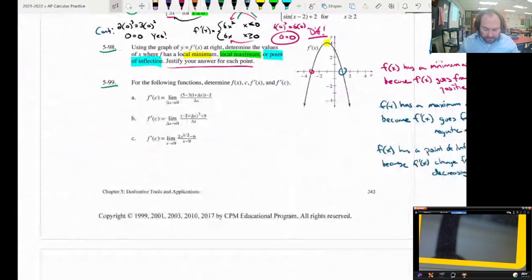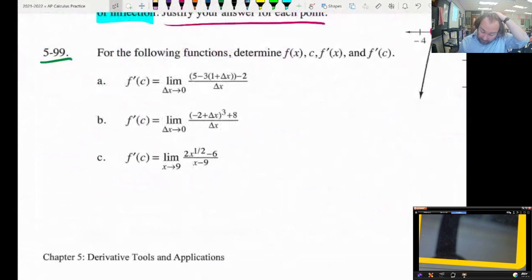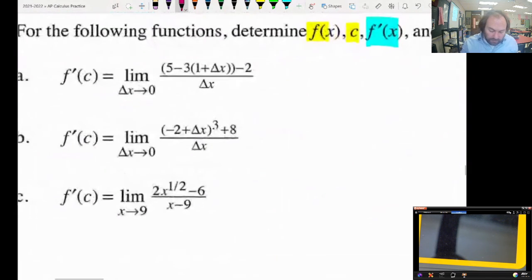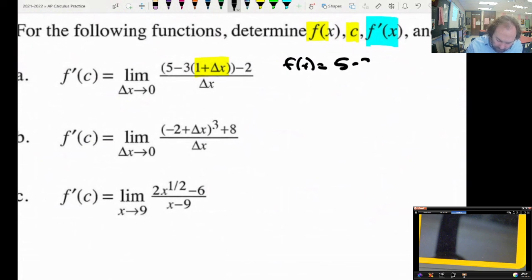And finally, a really basic skill you must have is being able to pick out what the original function was, what point we're talking about, what the derivative is, and what the derivative is at that particular value. These questions actually go pretty quick once you know how to read them. The key idea in the first one is that 1 plus delta x, what we used to call 1 plus h, is the x. So the original function is 5 minus 3x, which means the derivative is just -3.